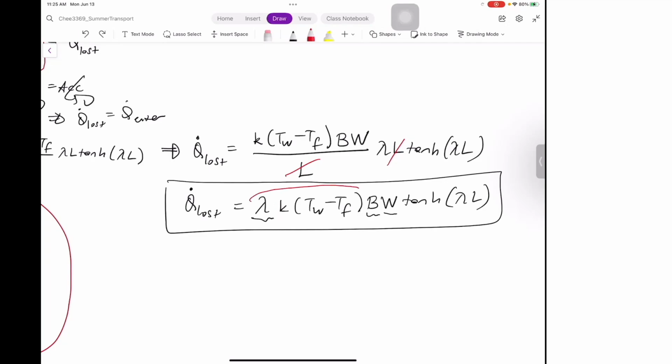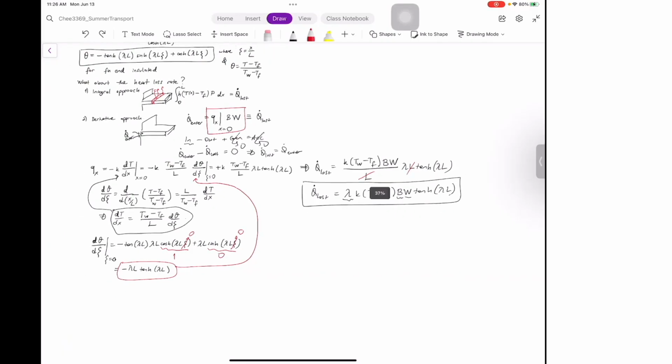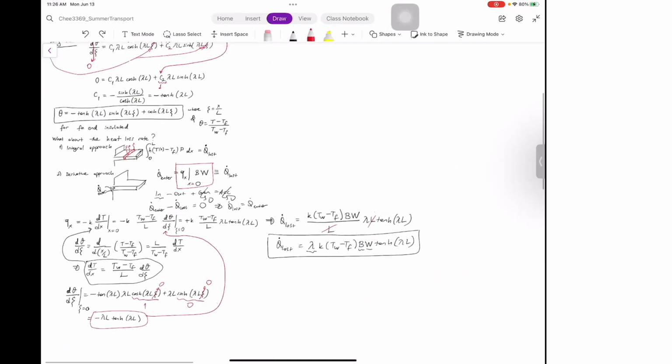This thing has the units of the flux, because it's K times temperature difference divided by length, because lambda has the inverse length units. And this is unitless, and you're multiplying the fluxes with the area, so that's the units for the heat, not the heat flux, but the heat per unit time. So that looks correct.